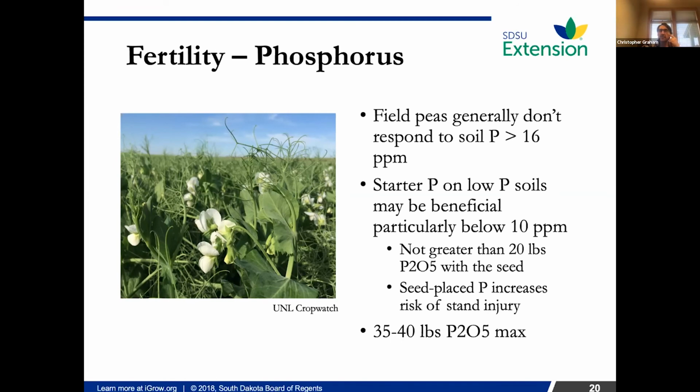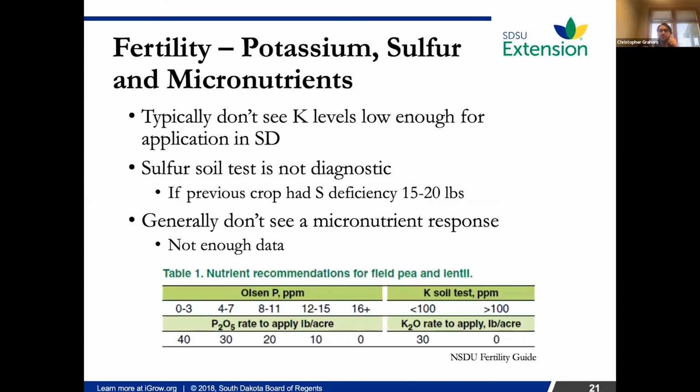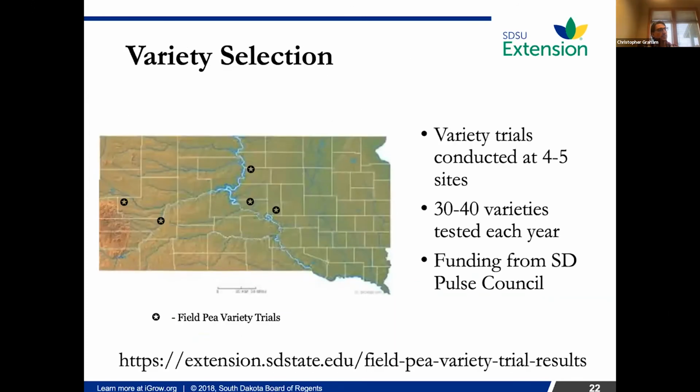And I'll say, we don't have great numbers, but oftentimes we don't see any response to phosphorus, even at lower levels than the 16 parts per million. Sulfur is not a very diagnostic test, so we don't talk about it much. Basically, if you've noticed sulfur problems in the past, then you might want to consider it. There is some response. I know they did some tests in Montana and they saw a response maybe 20 or 30% of the time. Potassium in our country, in our soils, is typically very high, and so we don't see much response for potassium.